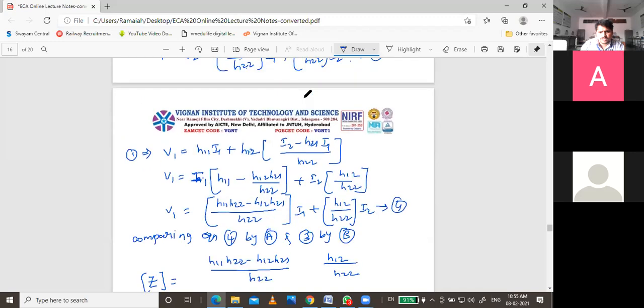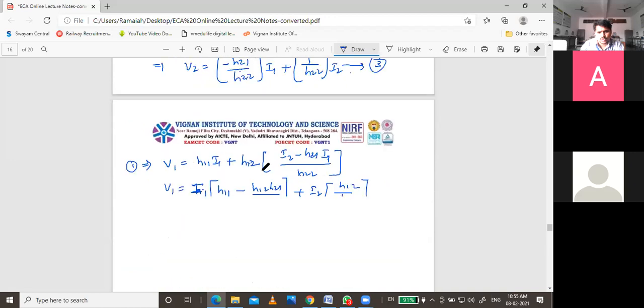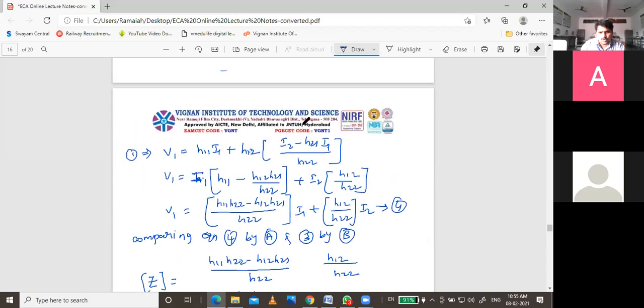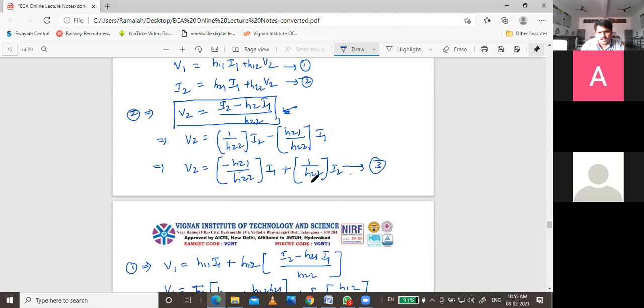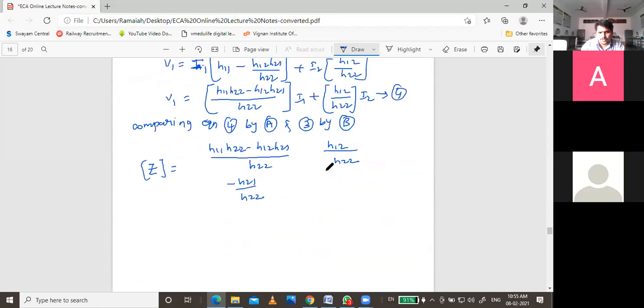Now use equation 3. So V2 equal to minus H21 by H22 I1, so minus H21 by H22 is Z21. Next, 1 by H22 is our Z22. So now we have represented the Z parameters in terms of H parameters.